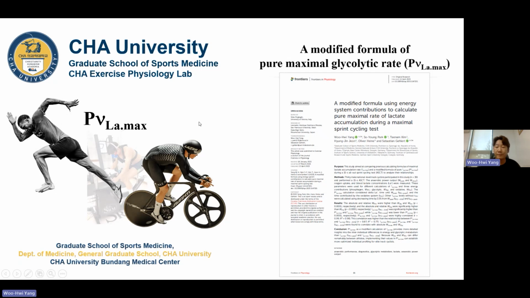Excellent. This study is already published in 2023 with our colleagues Sebastian Gellert and Oliver Heine.